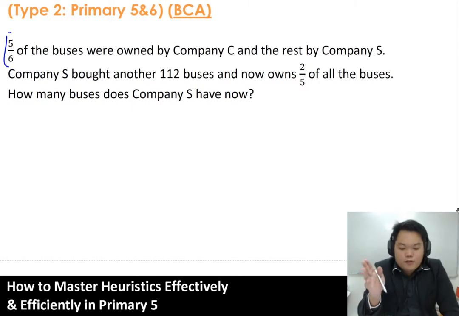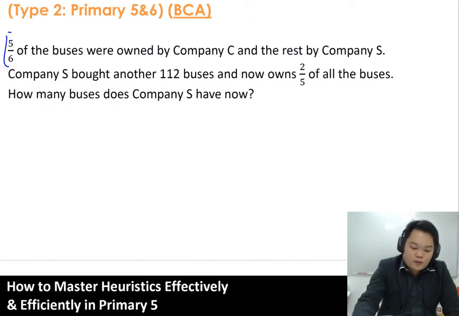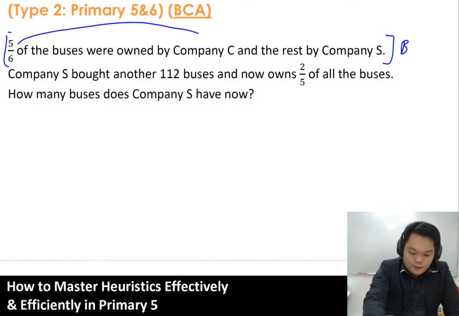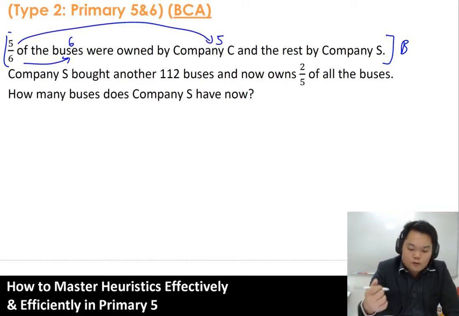Now you can observe that the question structure didn't change much, only some of the fractions and the numbers. Okay, now 5/6 of the buses are owned by Company C and the rest by Company S. This was before anything happened, so we interpret the problem again. 5 out of a total of 6 is owned by company C. Company S must have 6 minus 5 to give you 1.